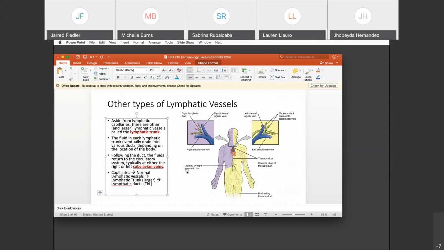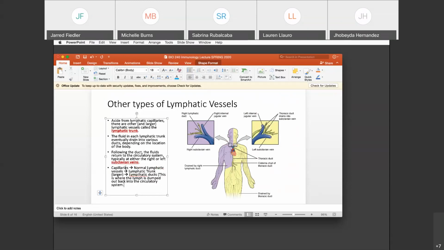And this is where the lymph is dumped back out into the circulatory system. So this is important. I want you guys to know this. Just get that in red. I want you guys to write this down in your notes. It's going to be tested. I'm going to ask you a question about this.